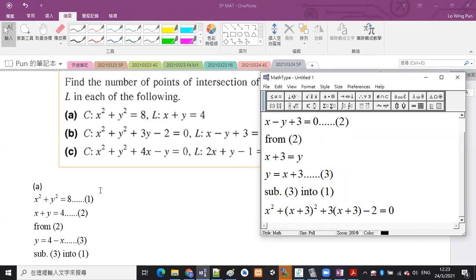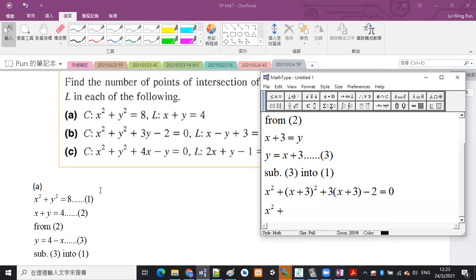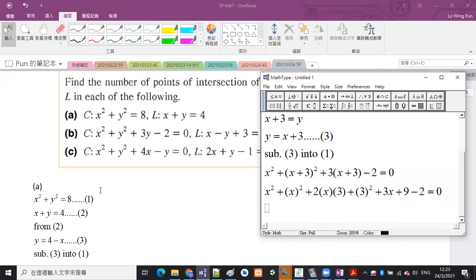What we can do is to expand this bracket. This time it is in the format of a plus b bracket square. So we are going to do it as a squared plus 2ab plus b squared. So x squared plus 2x3 plus 3 squared. And the 3 and the 3 should be multiplied to the bracket. It becomes 3x plus 9 minus 2 equals 0. Can you get this?